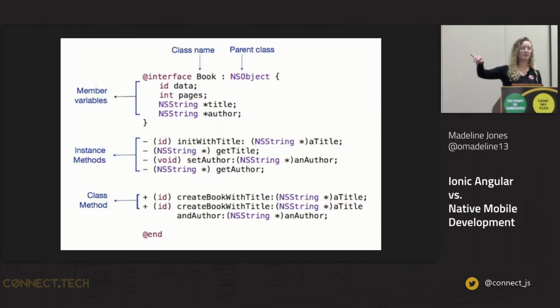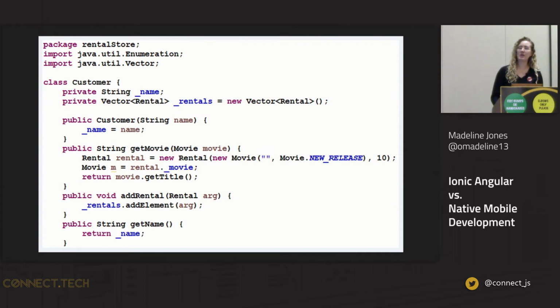They have this concept of the minus signs for instance methods and plus signs for class methods. And also pointers, which is something that you don't normally see much anymore in the front end. And of course, Java, which has the more familiar dot notation.